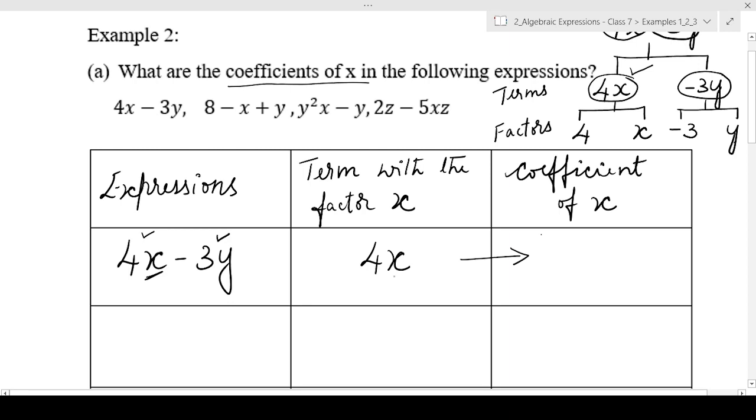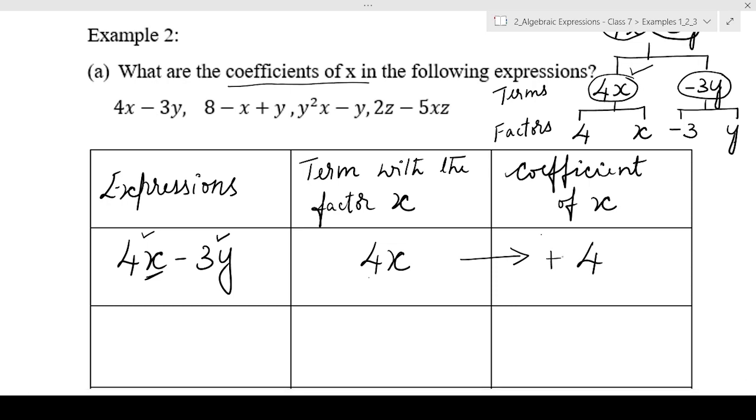Now, what is the coefficient of x? What is the letter or the number or both which is attached to x? What is the factor which is there along with x? You have 4. So this is the coefficient of x. Remember, if there is no sign, then in algebra, in mathematics, it is plus.